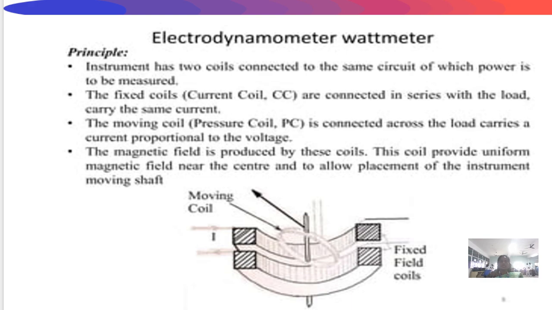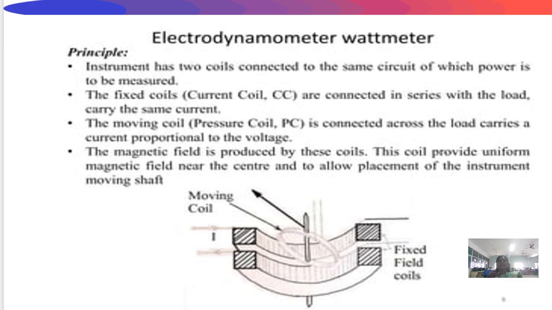Now we are going to discuss the electrodynamometer wattmeter. This instrument is used to measure electrical power. It works on the principle of interaction between magnetic fields. In this instrument, there are two important coils, the fixed coil and the moving coil. The fixed coil is also called the current coil. The moving coil is also called the potential or pressure coil.